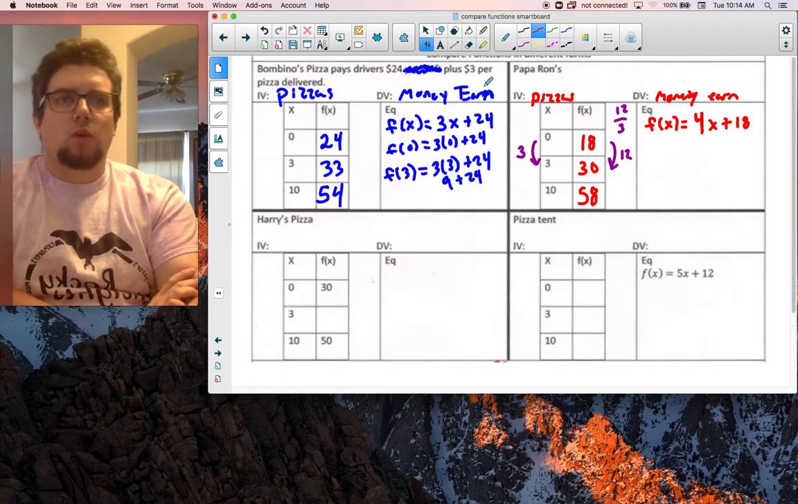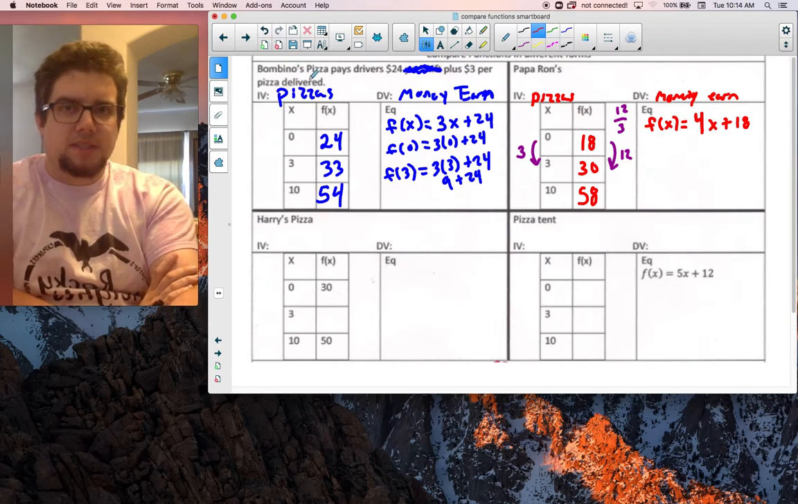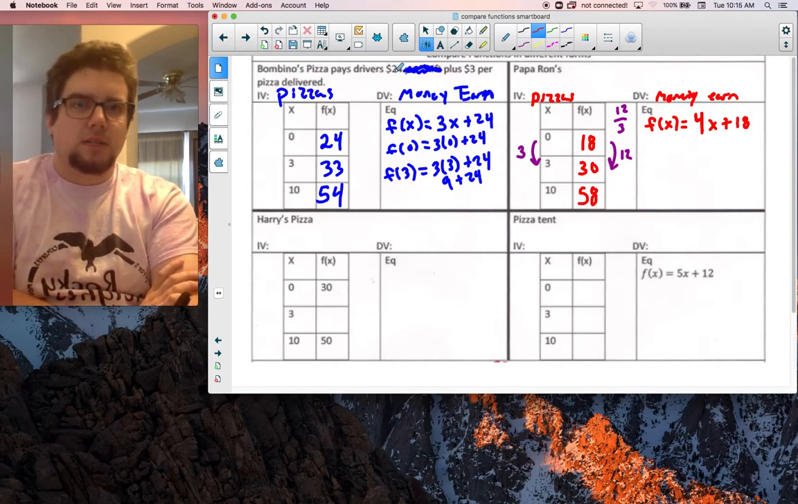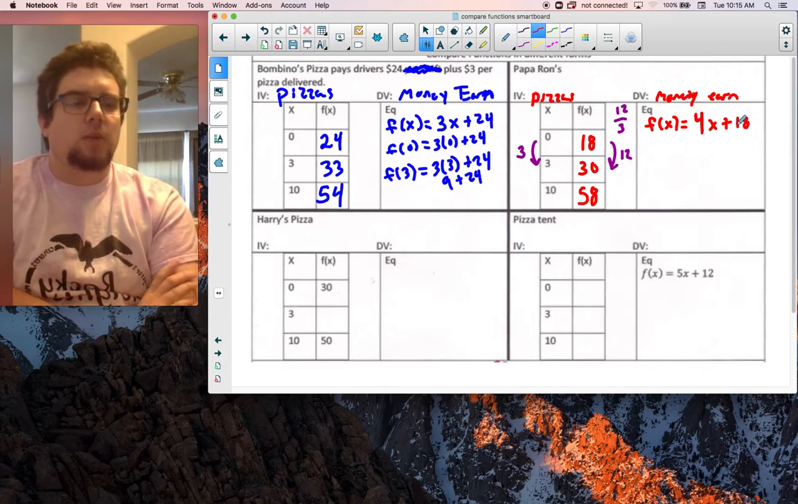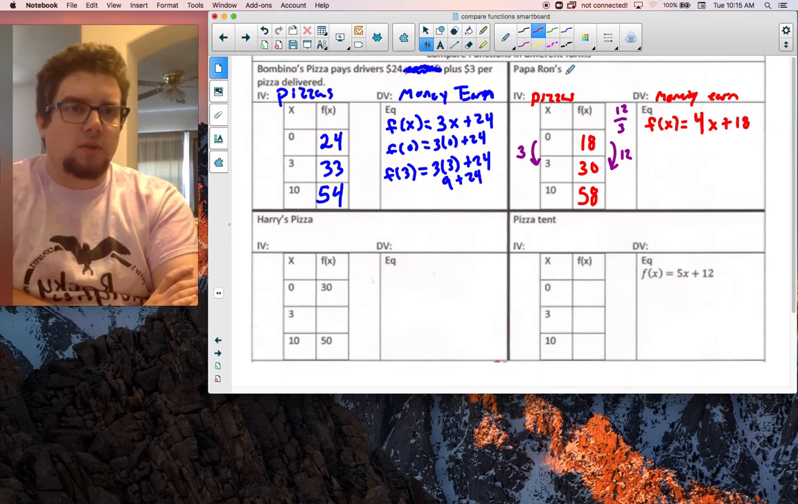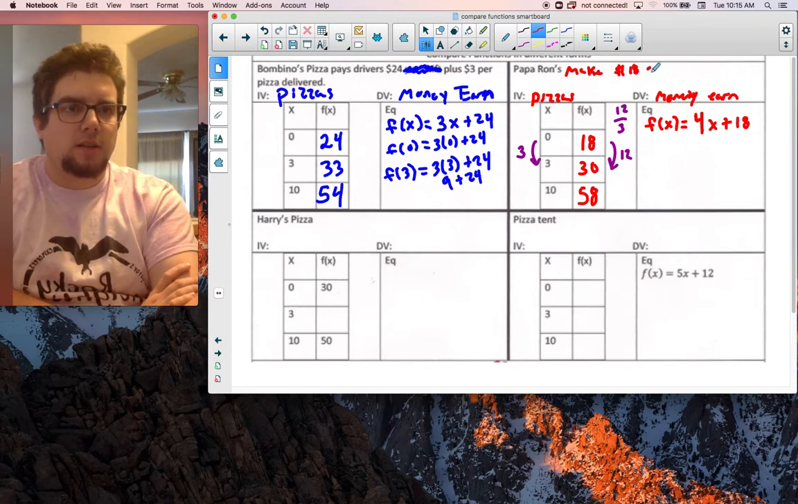To write our word problem, we're going to write it the same way it's written here for Bominos. So this 18 right here is how much we make per shift. So we make $18 just to start, plus $4 a pizza.